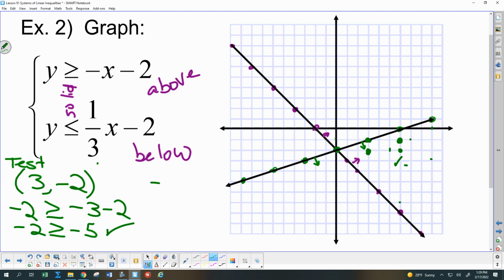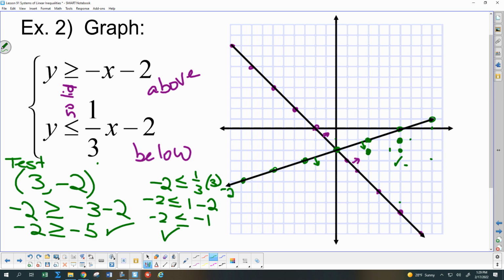Put a -2 in for the y. Is that less than or equal to 1/3 times 3 and then minus 2? 1 minus 2 is -1. Is -2 smaller than -1? Is -2 farther that way, farther to the left than -1? So -2 is smaller than -1. That works. So this is our region.